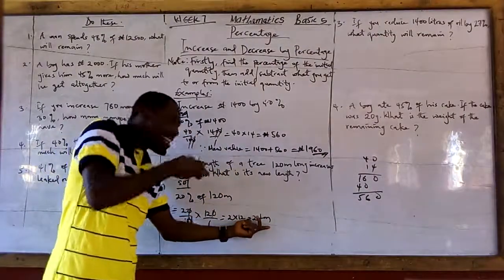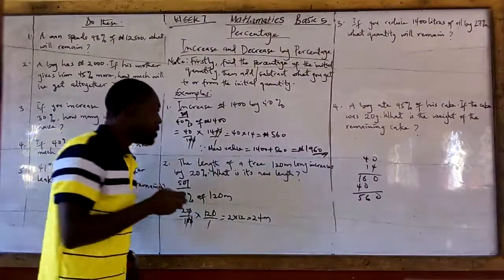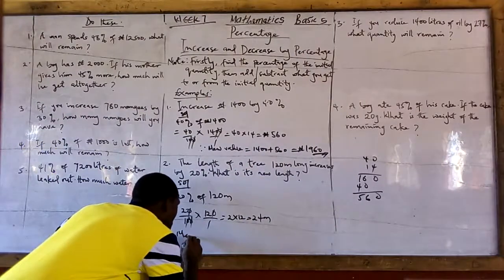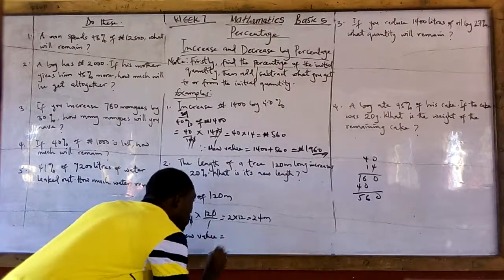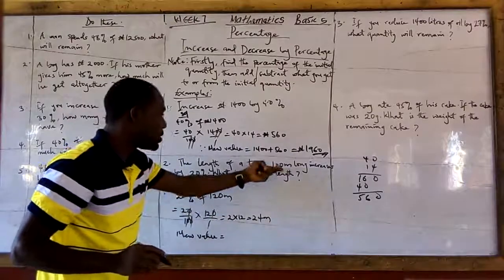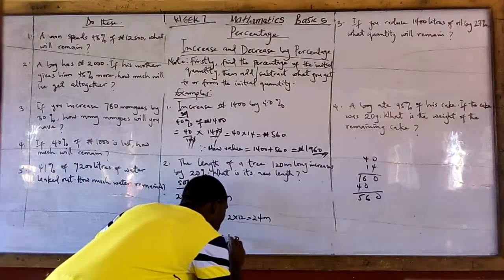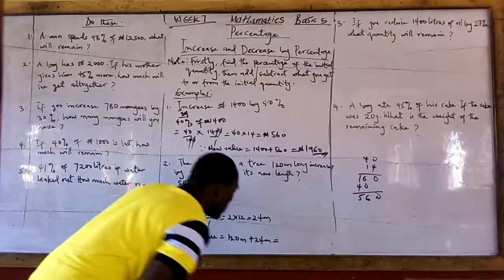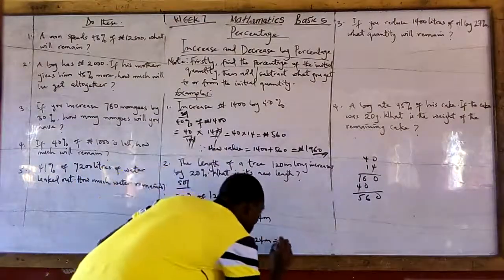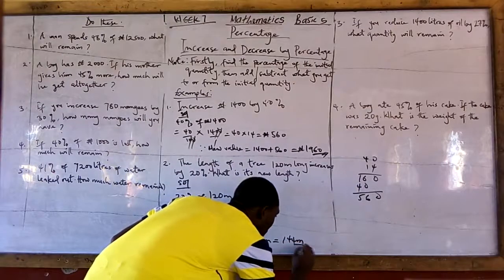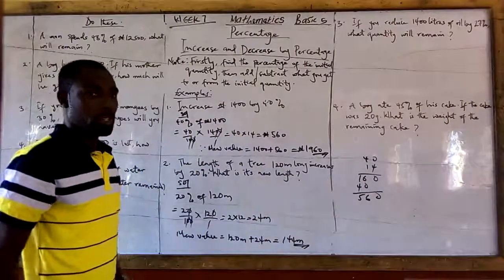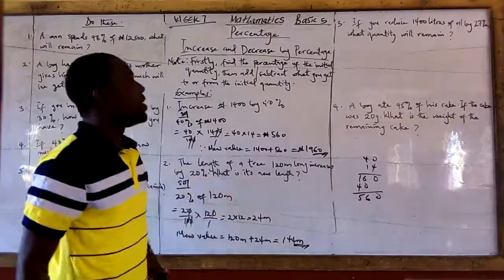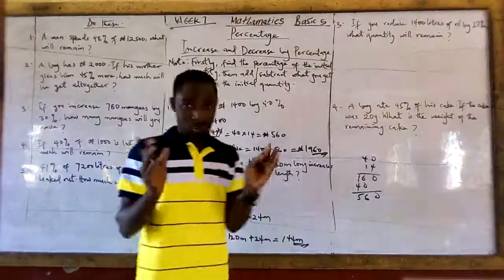That is added, because it said increase it. Now the new value equals the initial value, 120 meters, plus 24 meters, and if you calculate it very well, it's going to give me 144 meters. That is the new length. Now let's move further. I believe you are enjoying it.